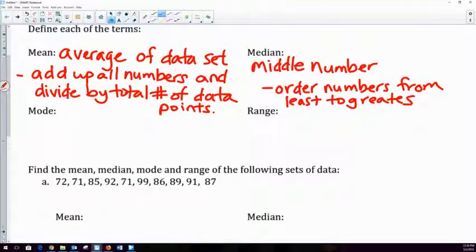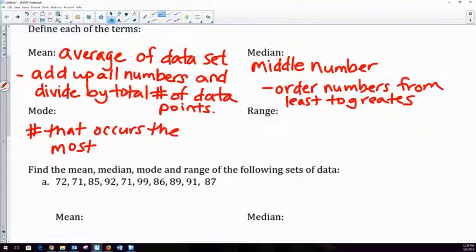The next term that we're going to talk about is what's called the mode. The mode is the number that occurs the most. The thing to remember with mode is you could have one mode, or you can have multiple modes, or you could have no mode if each number occurs the same number of times.